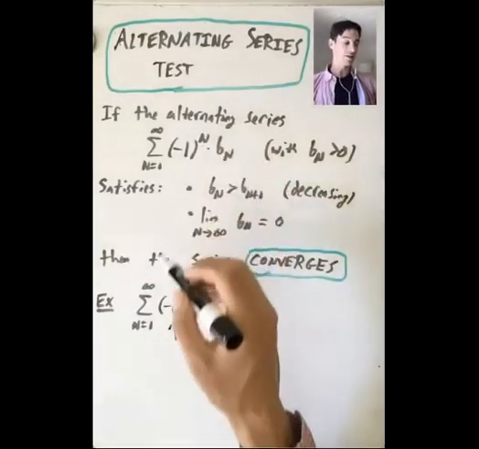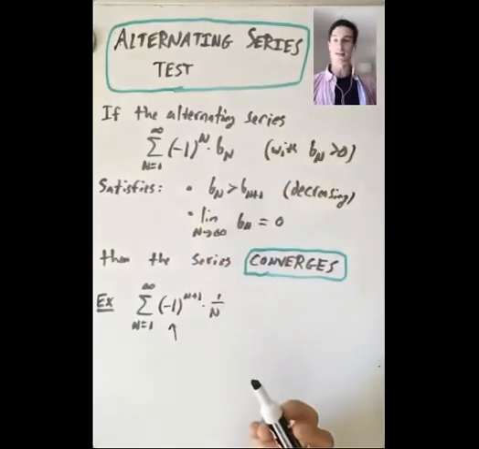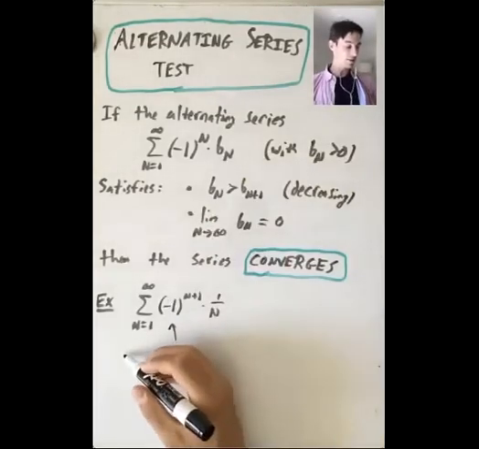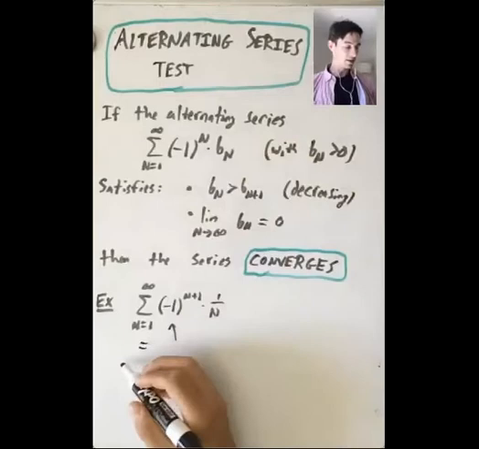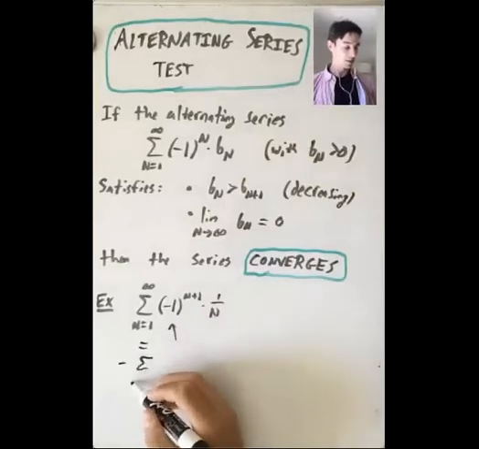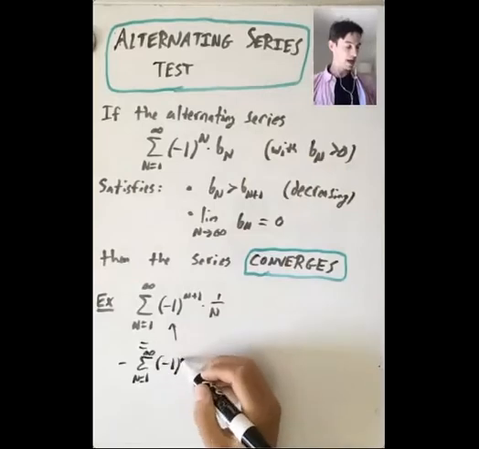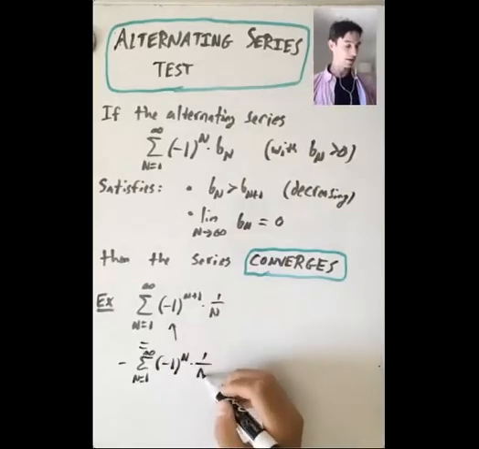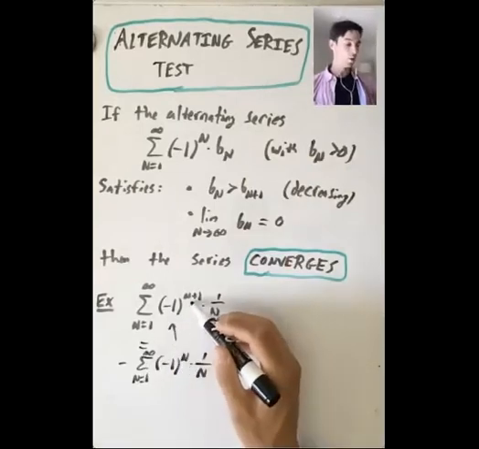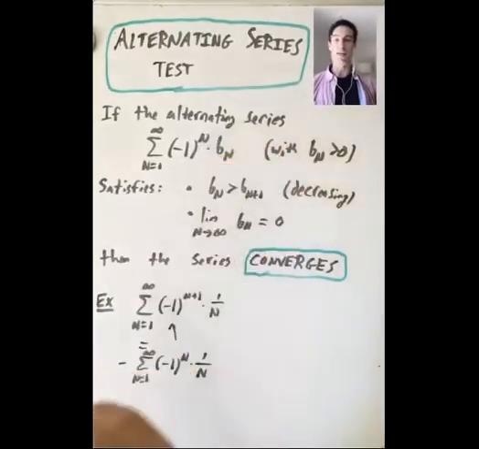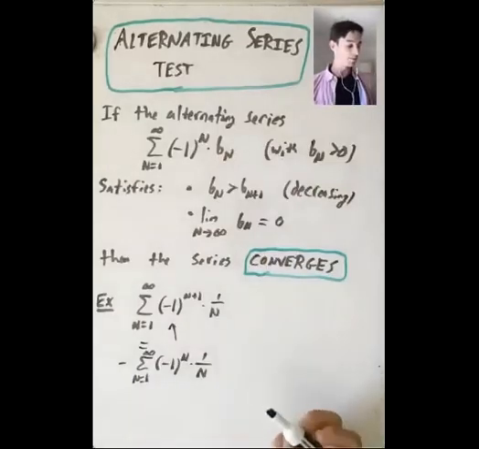If your series starts plus-minus instead of minus-plus-minus-plus, it's the same, because you could just think of this series as minus the sum from n equals 1 to infinity of (-1)^n times 1 over n. You could just factor out one of these n plus 1s. So all you really need is (-1) to the something. You need some function flipping back and forth, plus minus, plus minus.